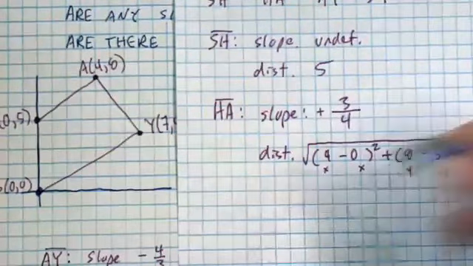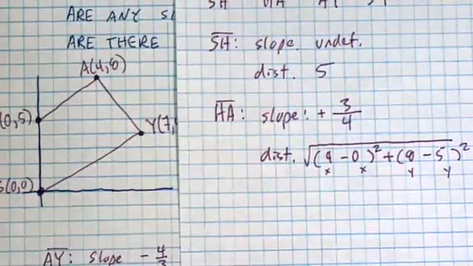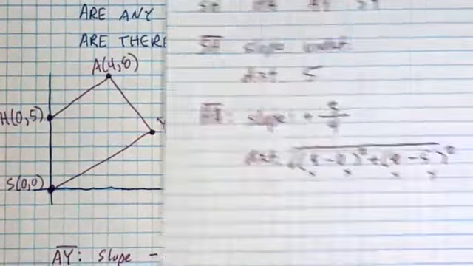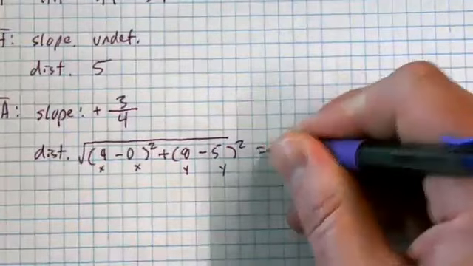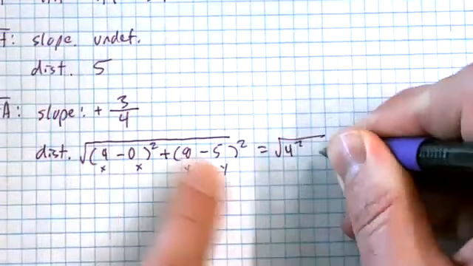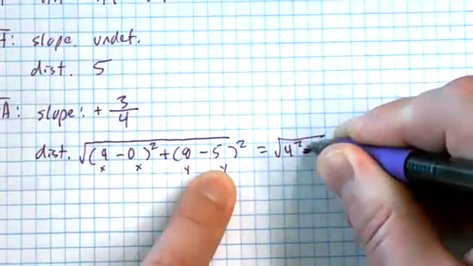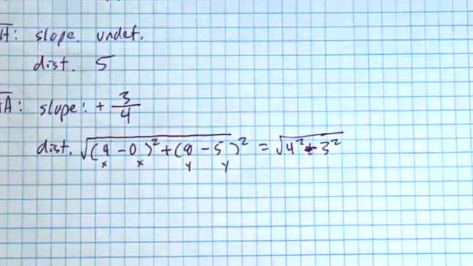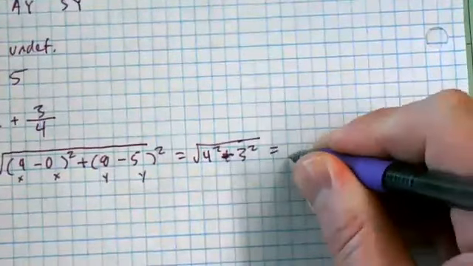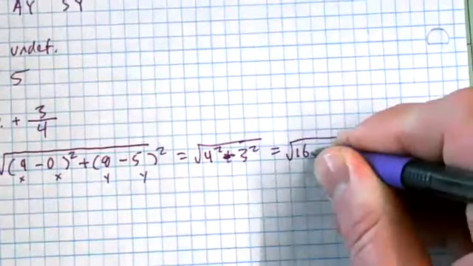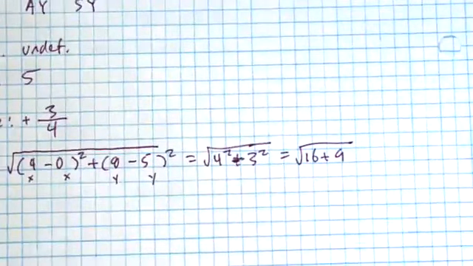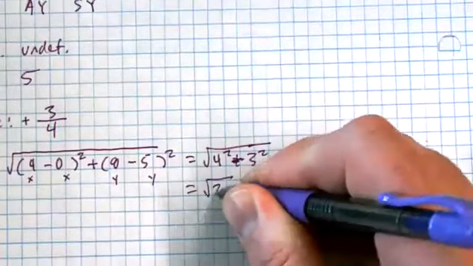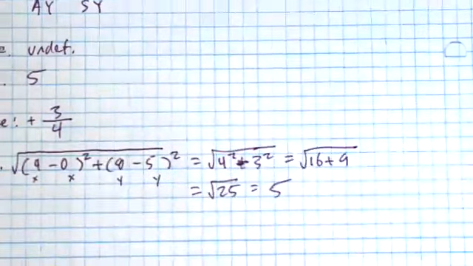All right, let's simplify that. Any questions where I got those numbers from? I need to move my paper over a little bit. All right, 4 minus 0 is just 4. 8 minus 5 is 3. Sorry, that's a plus, not an equals. 4 squared is 16. 3 squared is 9. 16 plus 9 is 25. And I know the square root of 25, it's 5.